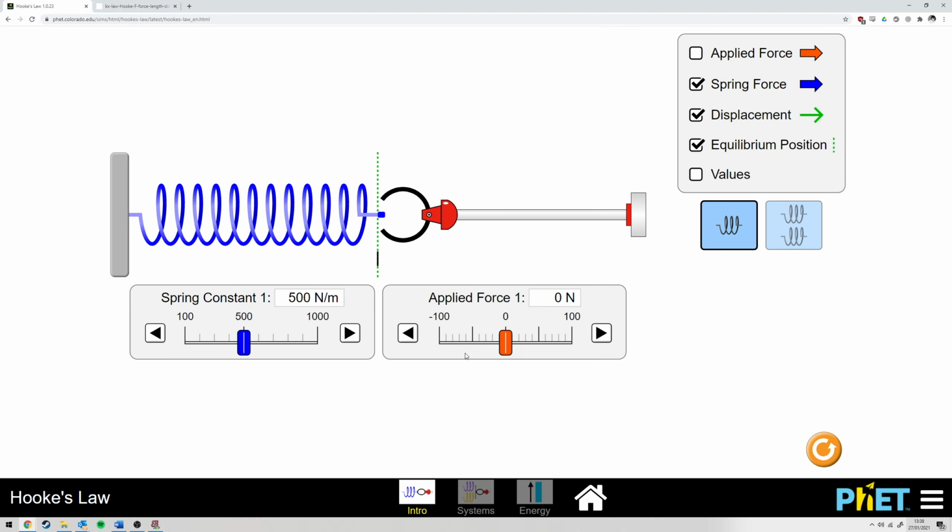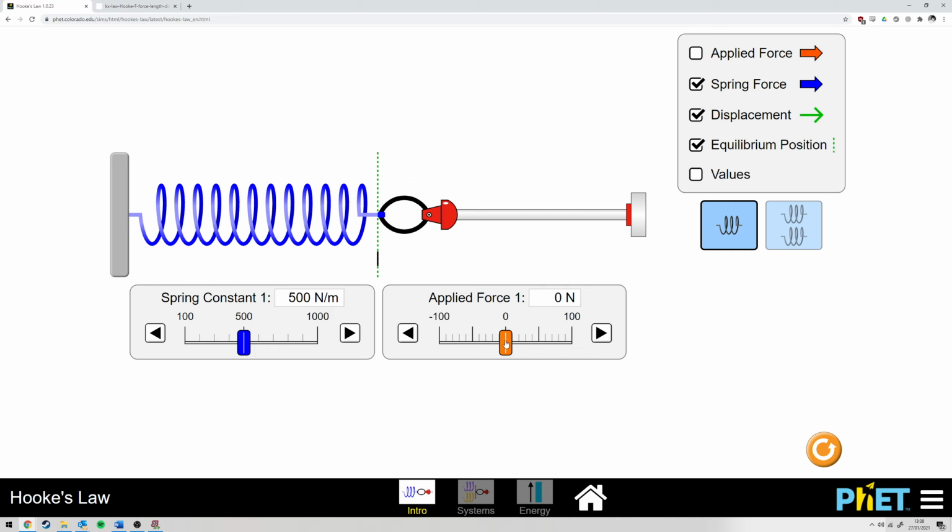So here I've got a spring attached to a wall, and I've got a little hand here that grabs it. At the moment this spring is left alone, it's not being touched, so this is its natural length. The spring is naturally this size. Before you applied any force to this spring, you would measure the length of the spring. So you could measure this, maybe it's 10 centimeters long.